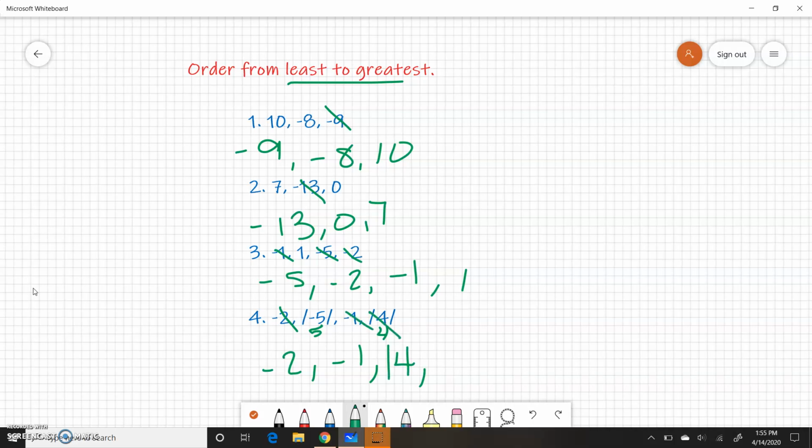However, I need to write these as they're listed in my question. So for example, I had to write absolute value of 4, and now I'm going to write absolute value of negative 5, because that's how they're listed in my question.